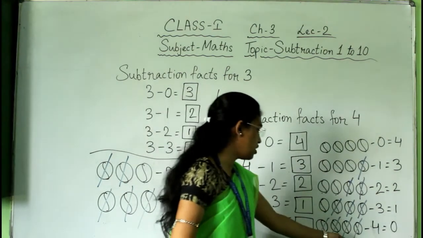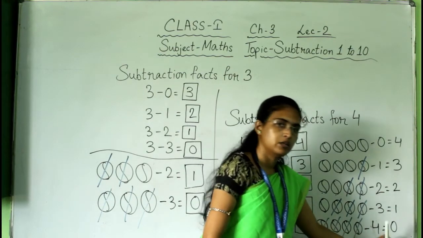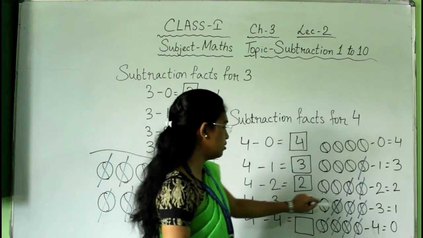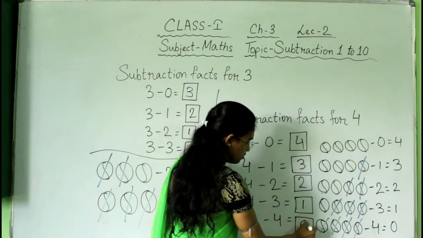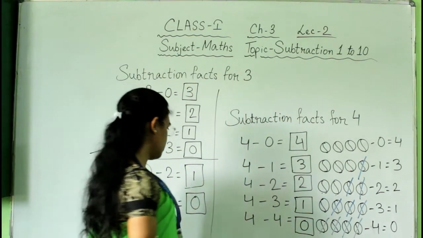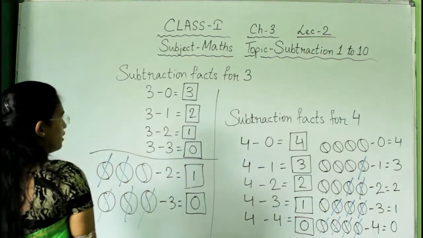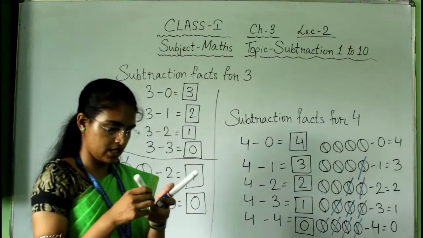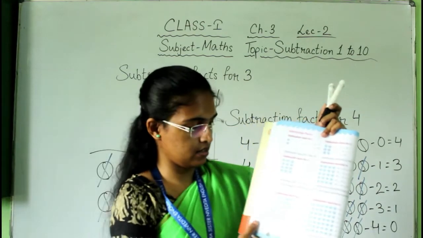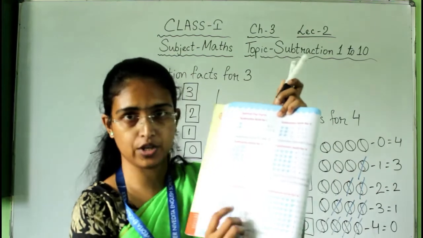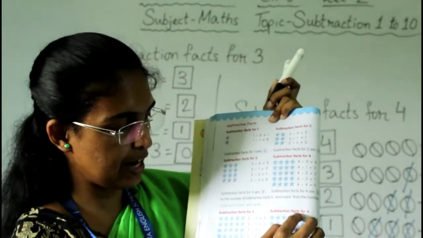0. First you have 4 balls and you have given those 4 balls to your brother. Now how many balls do you have with you? 0. That means nothing. So 4 minus 4 equals 0. Okay? In this way you have to do subtraction facts for 5 and subtraction facts for 6. Look here, like this. These two are homework, okay? This is subtraction facts for 5 and this is subtraction facts for 6.